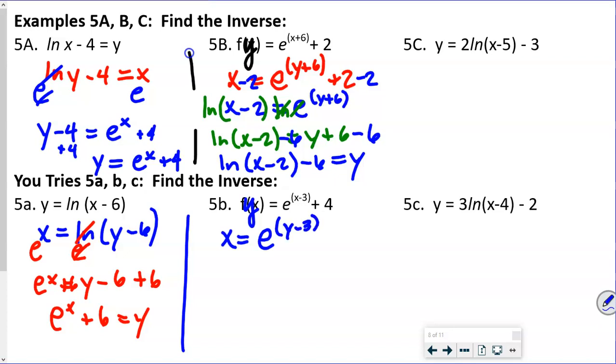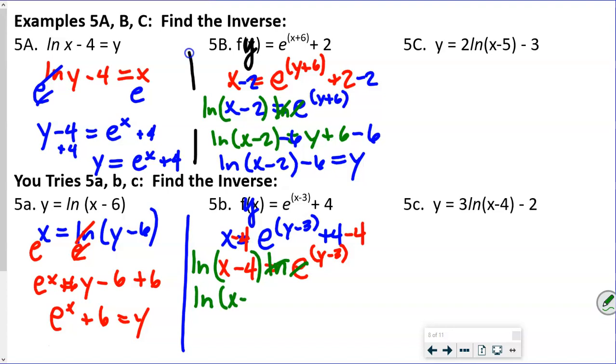Y minus 3 plus 4, so aren't we going to subtract 4 from both sides? So that's going to be x minus 4 is equal to e to the y minus 3. So once again, we're going to take ln of both sides so that we can do the inverse. Those cancel each other out. So we have ln of x minus 4 equals y minus 3. So aren't we going to add 3 to both sides? Yes, we are.